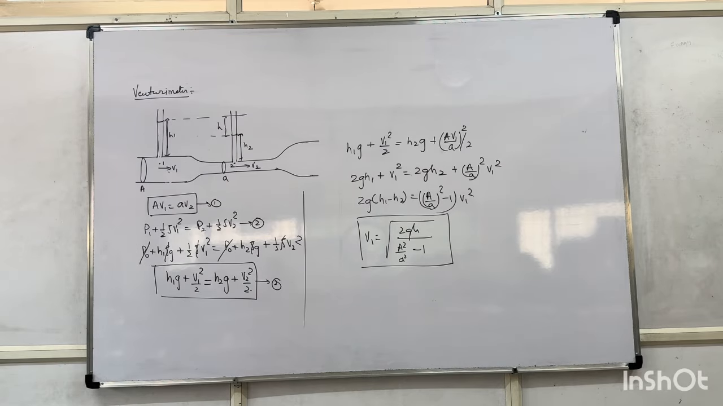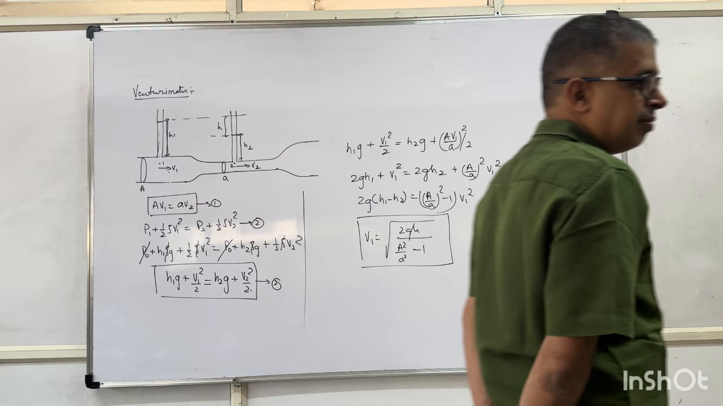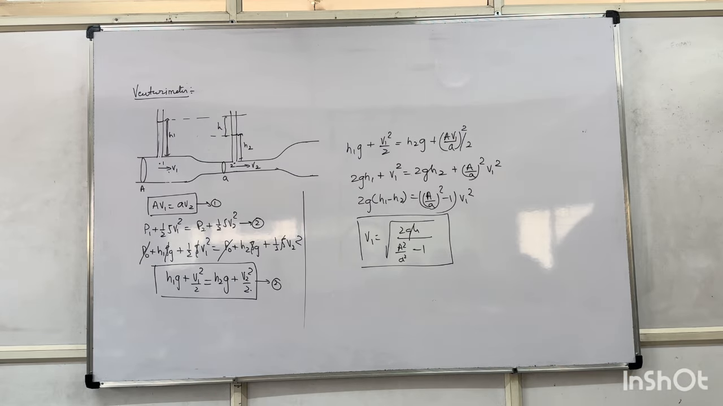Come again? Simple. A1 V1 equal to A2 V2 is conservation of mass. Conservation of energy, Bernoulli's equation.